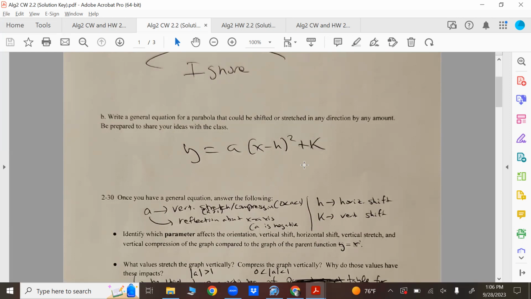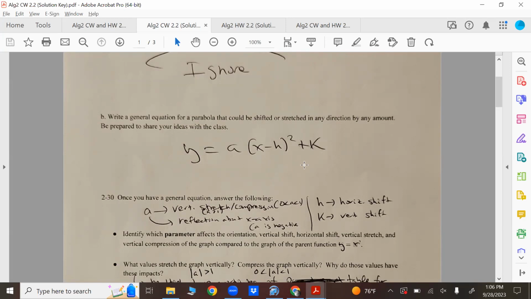So y equals a times x minus h squared plus k. That's a formula you need to have kind of just ingrained in your head because we're going to be referring to it often today and next week and the week after. A represents a vertical stretch or compression. If A is bigger than 1, that is, of course, stretch. If it's between 0 and 1, it's a compression. Now, if A is negative, then, of course, it reflects about the x-axis.